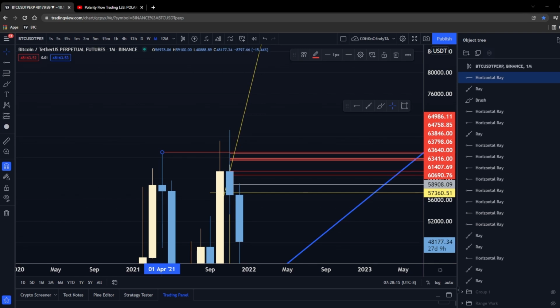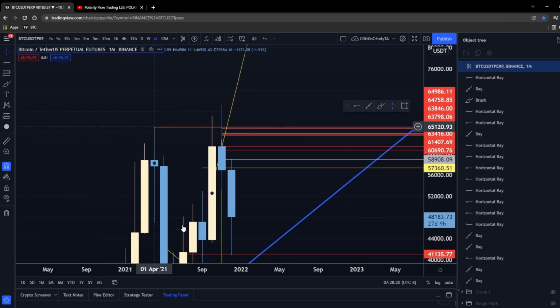Break the monthly uptrend. So you're talking about the trend has to break for it to attack that level. Well, this is true in this case. That would have been right here. That would have broken that trend.